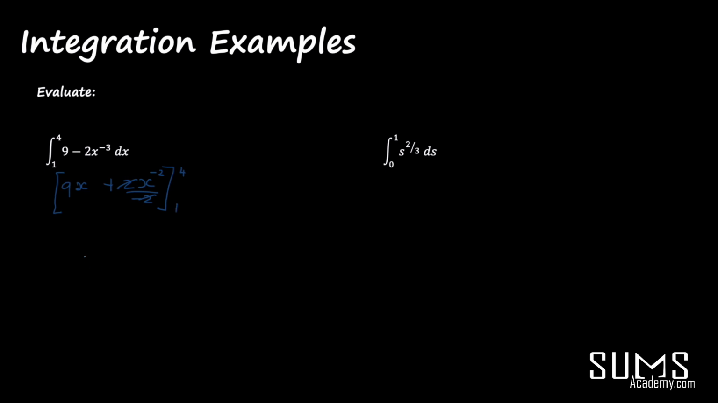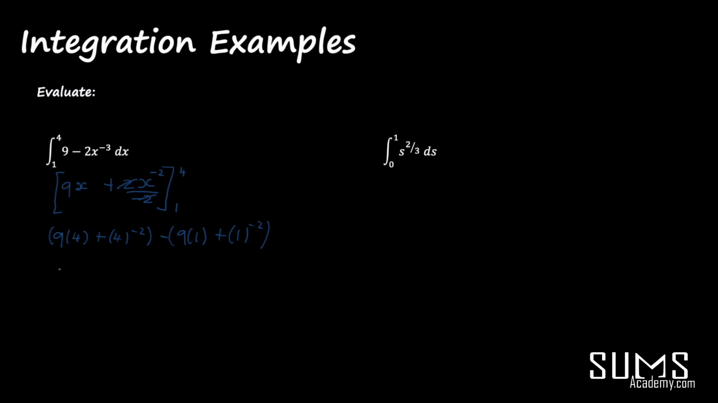So now you can start to substitute in your limits. So this becomes 9 times 4 plus 4 to the power of negative 2. And you're going to minus the lower limit here. You substitute that in. So it becomes 9 times 1 plus 1 to the power of negative 2. Okay, so what does this become?